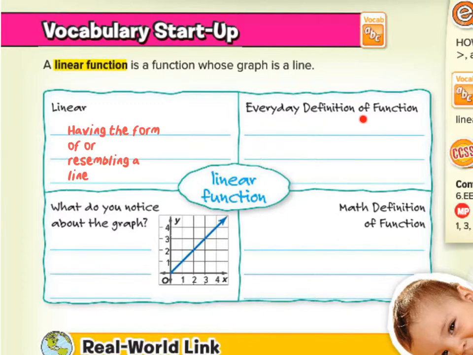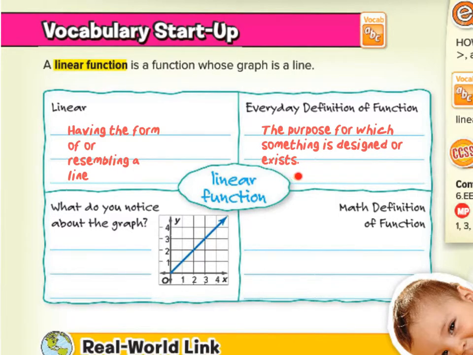What's the everyday definition of a function? Well, a function is a purpose, or we could say it is the purpose for which something is designed or exists for. So I could ask you, what is the function of your car? Well, to take you from one place to another. What is the function of your pencil? To write. That's the function. What is the purpose of it?